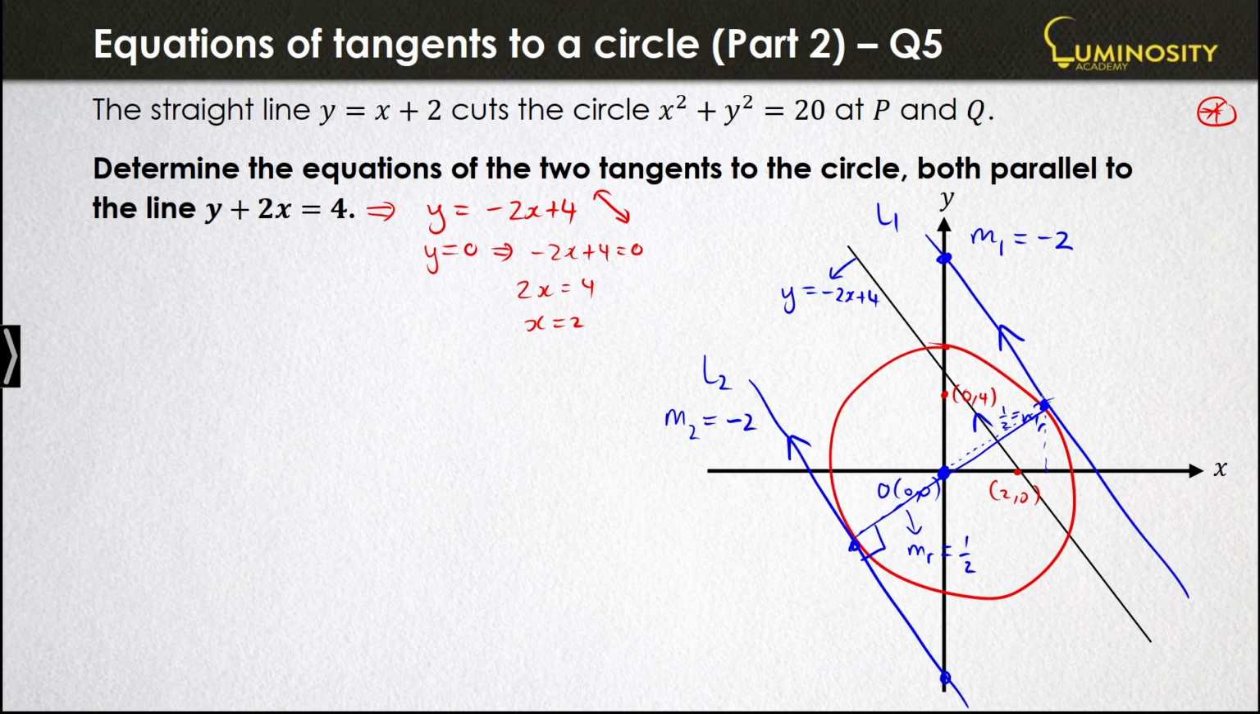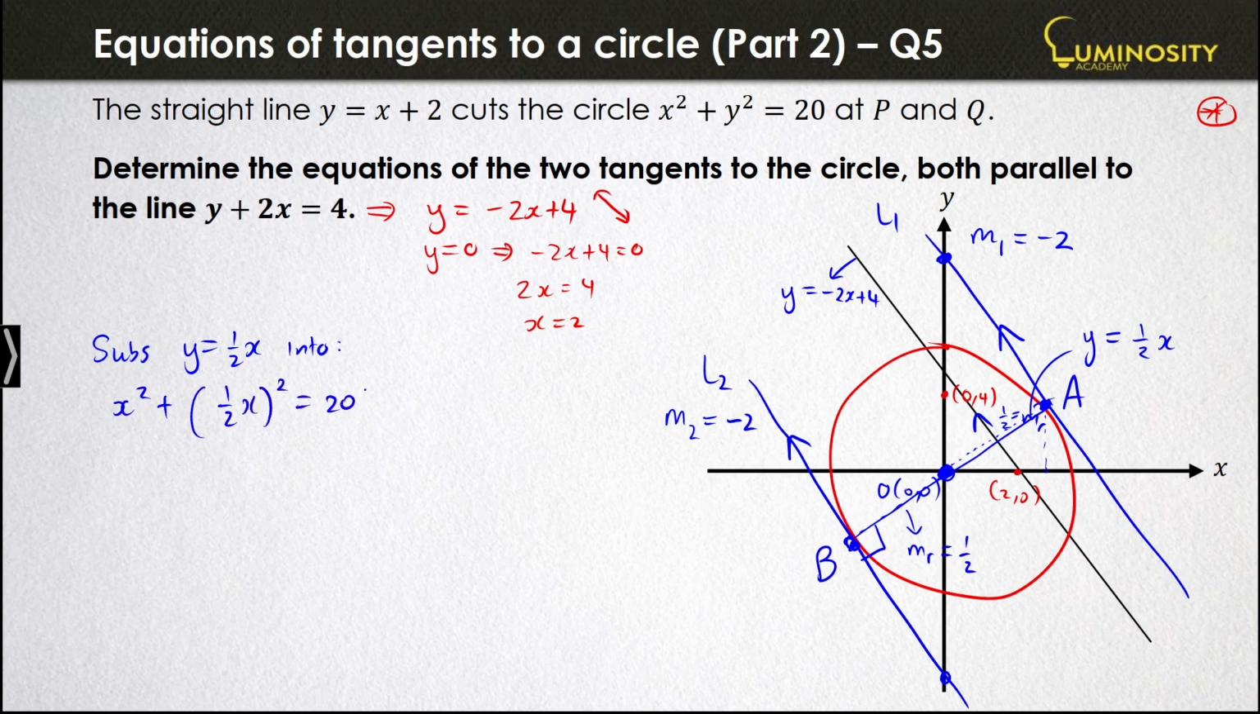So remember, we're looking for equations of two tangents to a circle. We don't know these 2 points, so I'm going to call them A and B. And we know the equation of line AB is going to be of the form y equals a half x, because the gradient is a half and it goes through the center, 0, 0. Okay, so now we can do that same idea where we substitute the point y equals half x into the circle equation. So it's going to be x squared plus a half x all squared equals 20. Okay, we'll get two x values, and those will be the x values for A and B. Once we've got those coordinates, we can find the equations of the tangents.